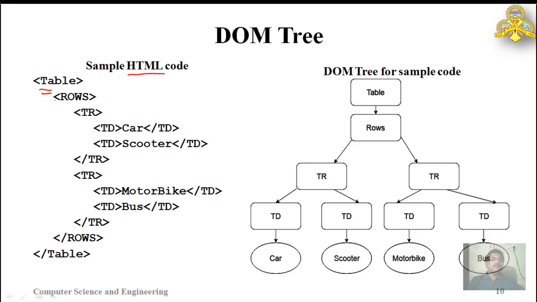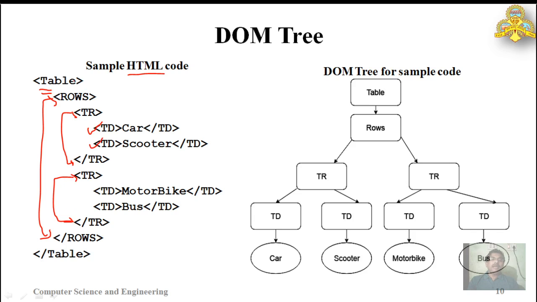Here is the table tag, and the table contains a pair of rows tags, and under rows there are two pairs of tr tags, opening and closing, and within the tr tags there is a table data cell, that is the td tag, likewise in the other row also.